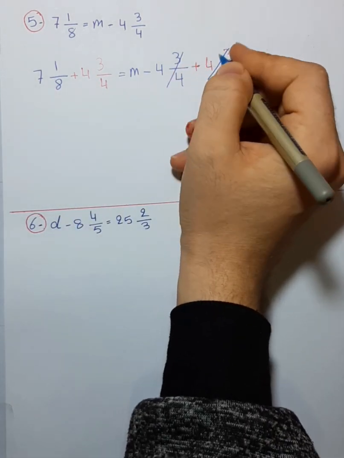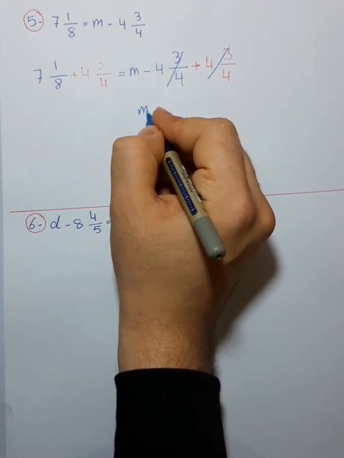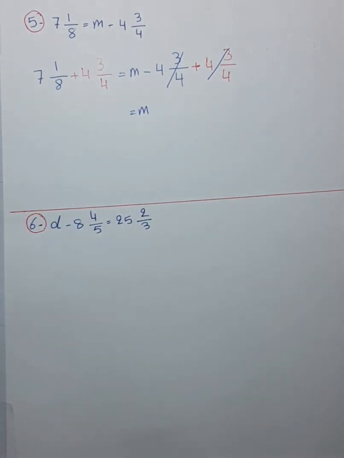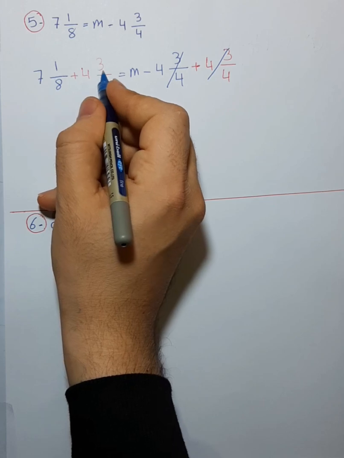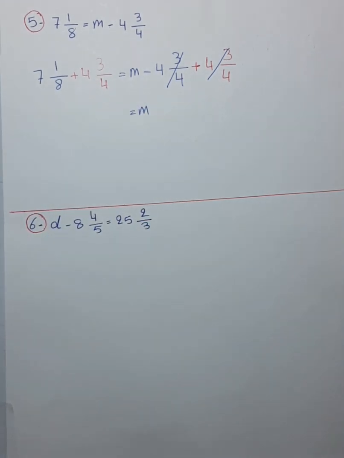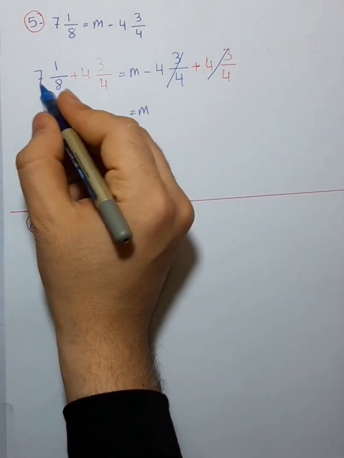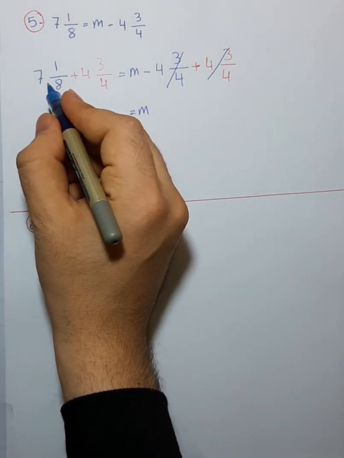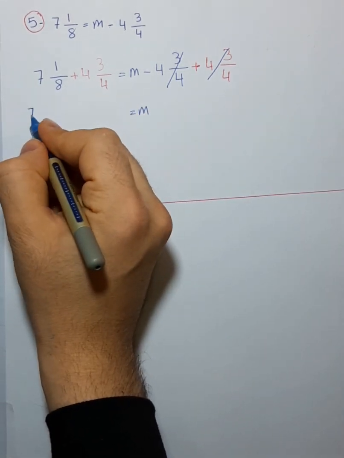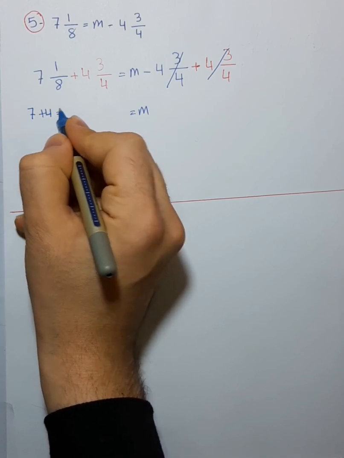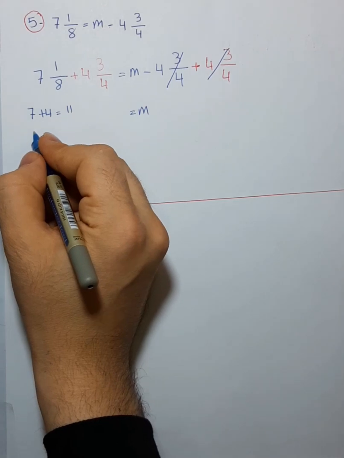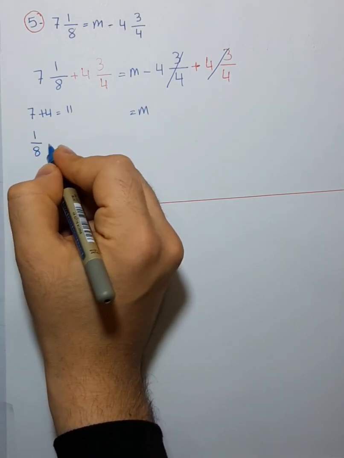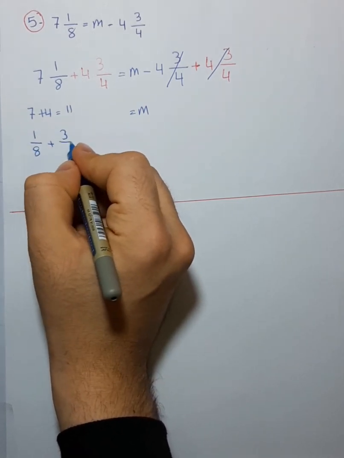These two mixed numbers equal to 0, so we have only m equal to 7 and 1 out of 8 plus 4 and 3 out of 4. Now we have two mixed numbers. We have to add. First, you have to add only whole numbers. 7 plus 4 equal to 11. And then we have to add fractions. 1 out of 8 plus 3 out of 4.